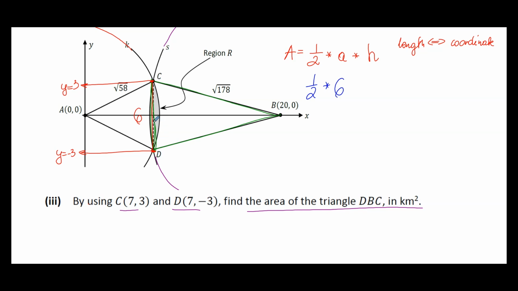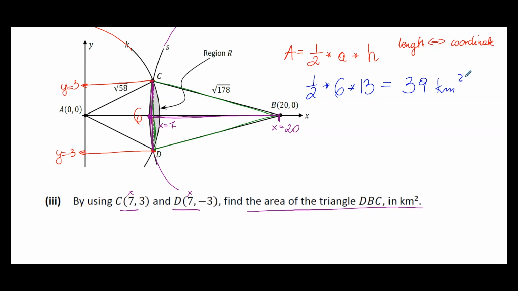Now what about the height? Where does it go? I know that this x coordinate is 20. What is the x coordinate here? For both of them, the x coordinate is 7. So if my length goes from 7 to 20, that length is 13, isn't it? And there it is. We put that in the calculator, we press equal, and we have that it is 39. And that is in kilometers squared. Sorry, I was looking at kilometers squared.